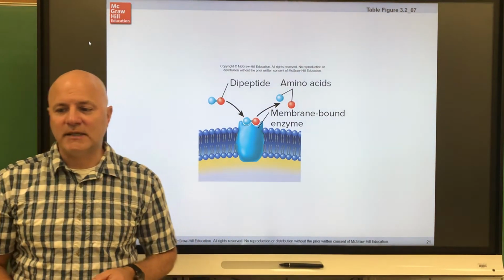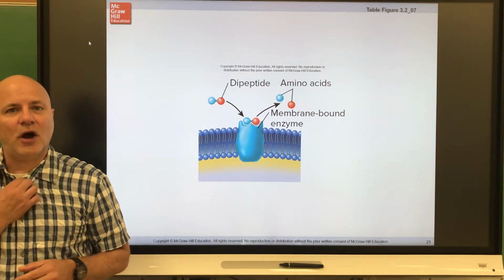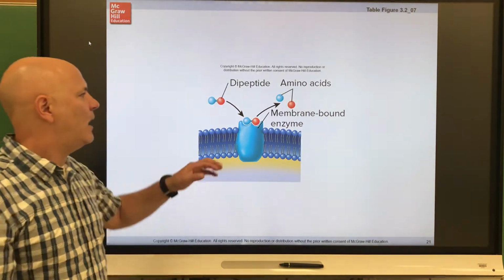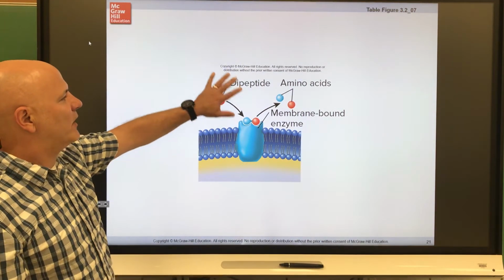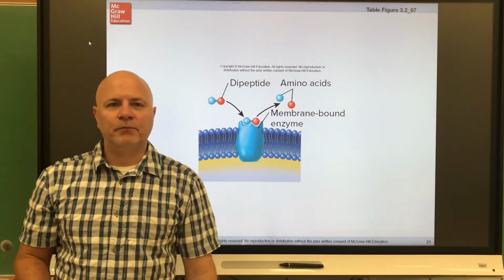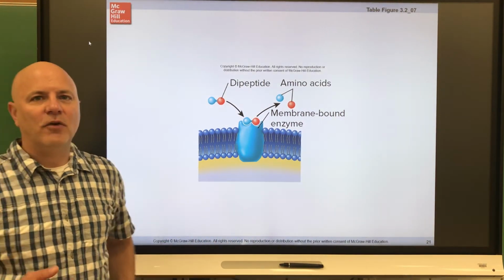This is showing an enzyme. So enzymes are often, we already talked about enzymes, but enzymes are often found along membranes because you can have a chemical reaction occurring outside of the cell or inside the cell. So oftentimes they're placed along membranes for those reactions to occur.